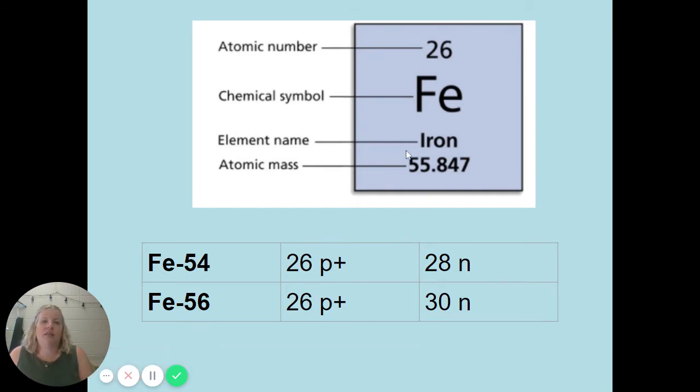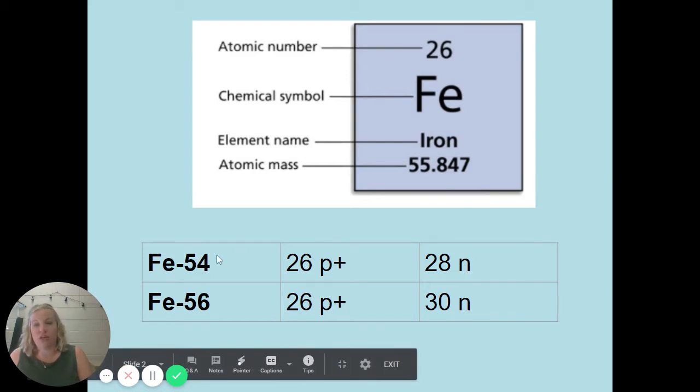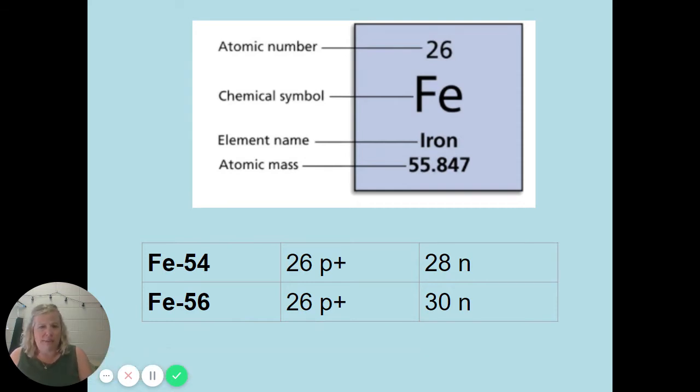However, this one becomes problematic because you've got a mass that is neither of those numbers. It's not 54, it's not 56, it's not a whole number at all. The reason we have this average atomic mass at the bottom as a decimal is that there are different isotopes that exist for iron and almost every other element that we see. So 2 isotopes are elements that have the same number of protons but different numbers of neutrons.